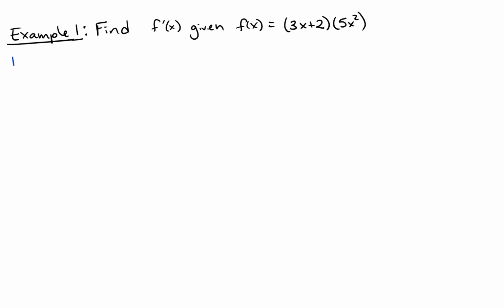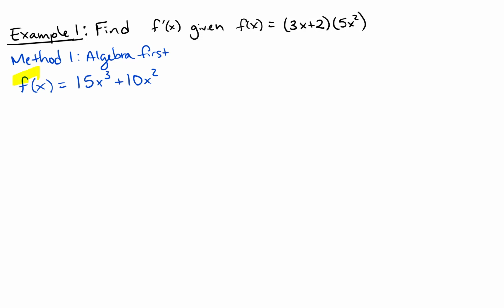So, method 1, algebra first. So if we wanted to, we could just multiply that 5x squared through and get 15x cubed plus 10x squared. Notice that here I'm still calling this f of x. I have not taken any derivatives yet. All I have done is simplify that original f of x function.